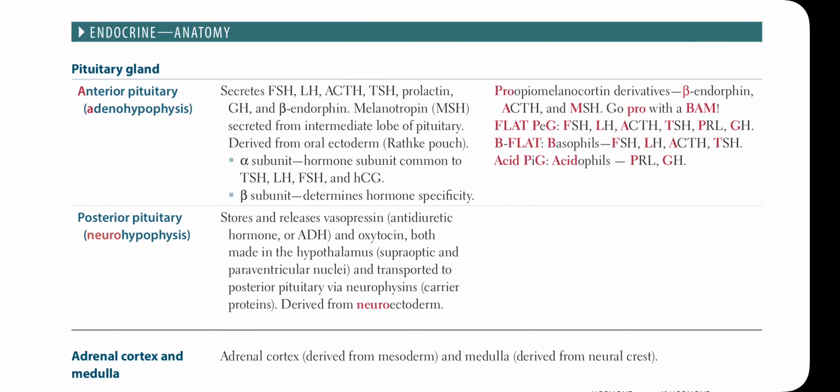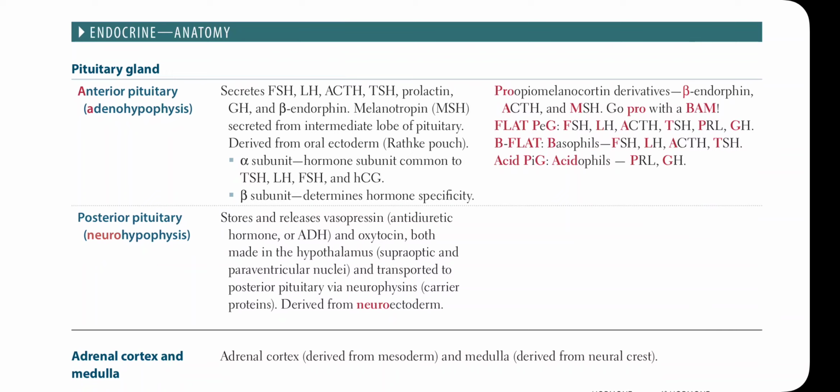Anyways, so endocrine anatomy. So pituitary gland, this has anterior pituitary and posterior pituitary. And anterior pituitary, which is called the adenohypophysis, this secretes the FSH, LH, ACTH, TSH, prolactin, growth hormone, and beta endorphins. Melanotropin, MSH, is secreted from the intermediate lobe of pituitary. So this is derived from the oral ectoderm, which is also called the Rathke's pouch.